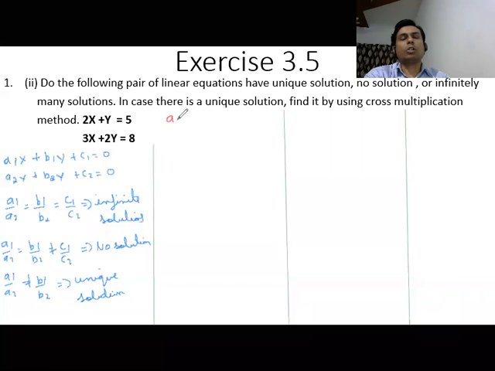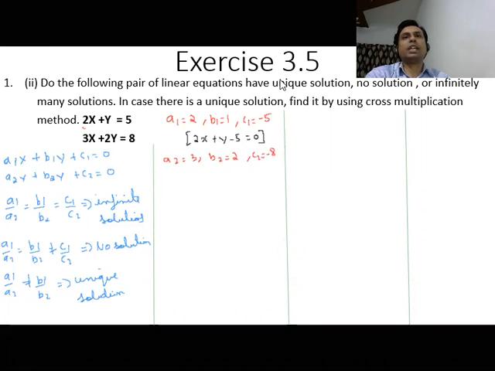So in our equation, what is a1? a1 is 2. What is b1? b1 is 1. And what is c1? c1 is minus 5. Why did I get minus 5? Because 5, when you take it on the other side, will become minus 5. So I'm writing this equation as 2x plus y minus 5 is equal to 0. Second equation, a2 is 3, b2 is 2, and c2 is minus 8, because I took 8 on the other side: 3x plus 2y minus 8 is equal to 0.